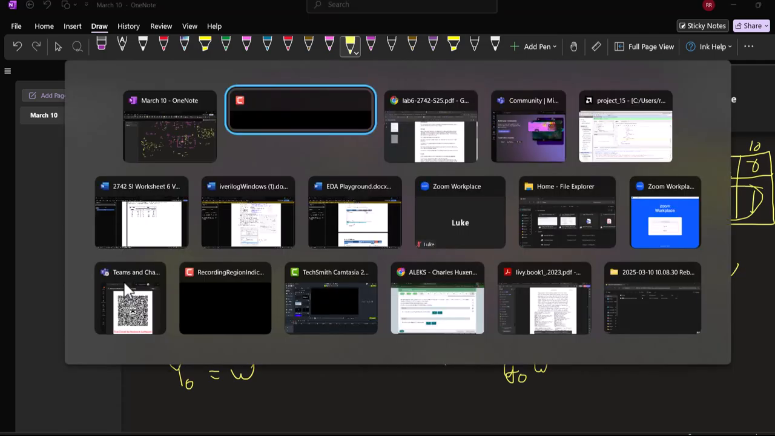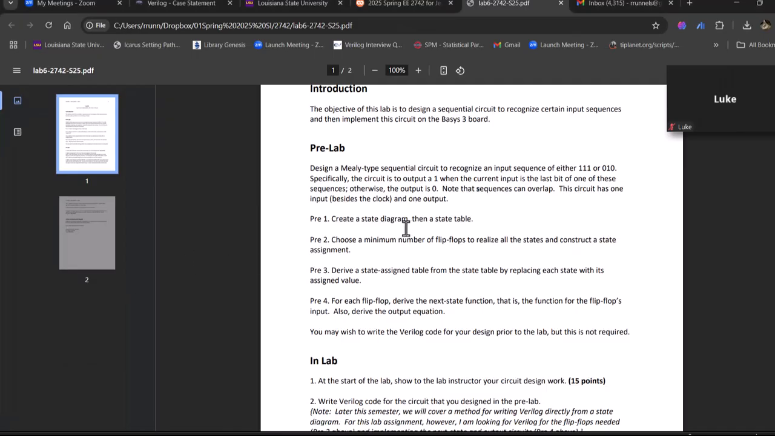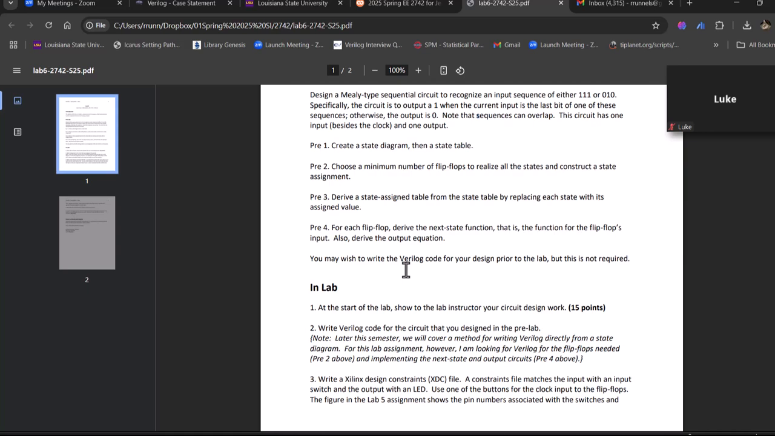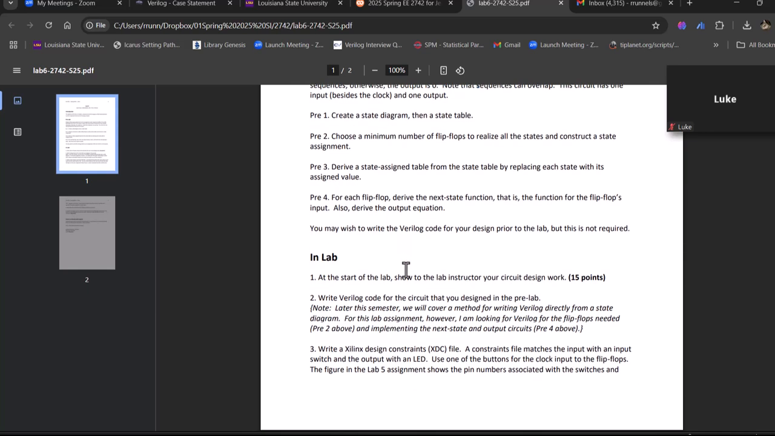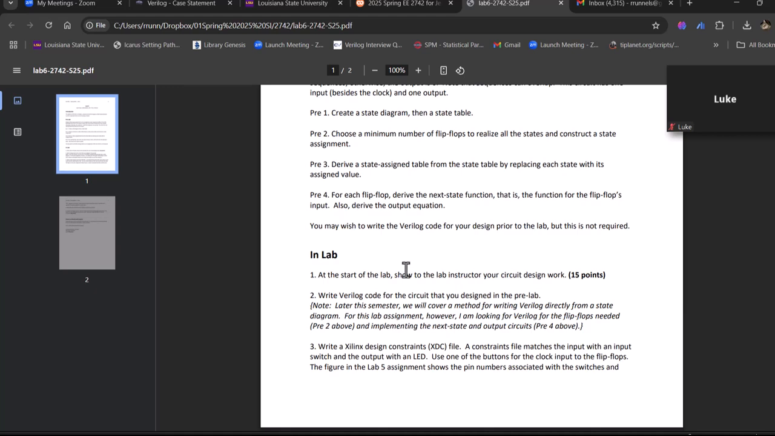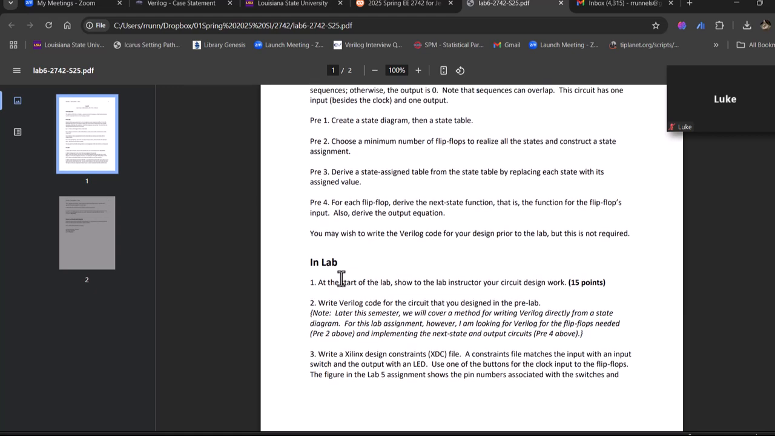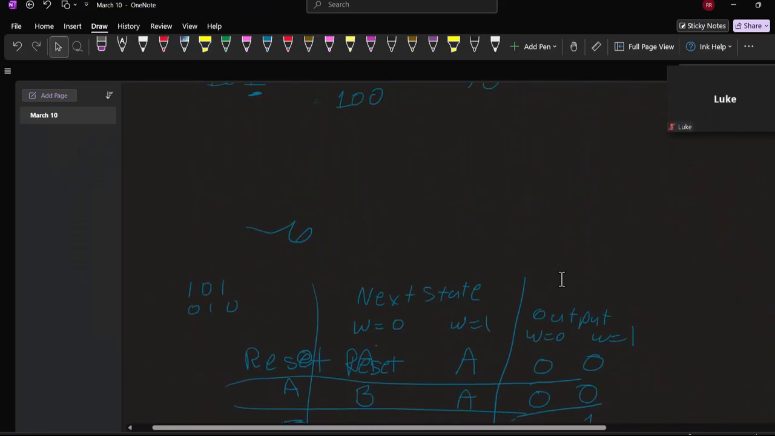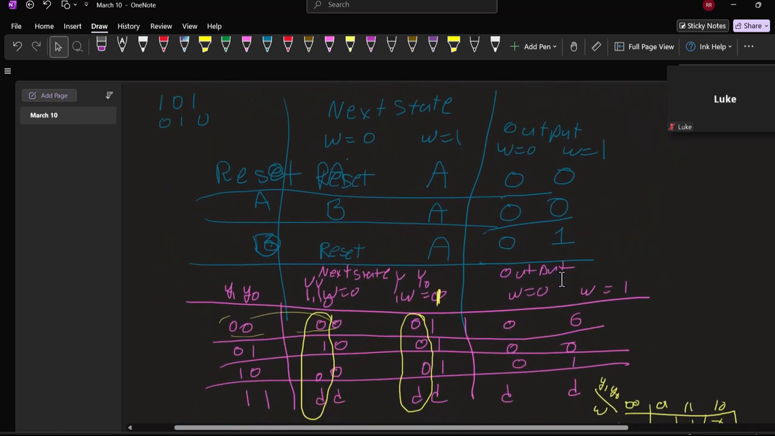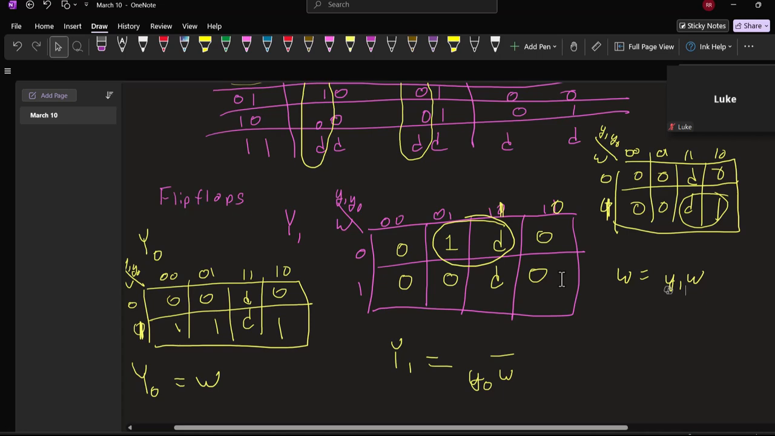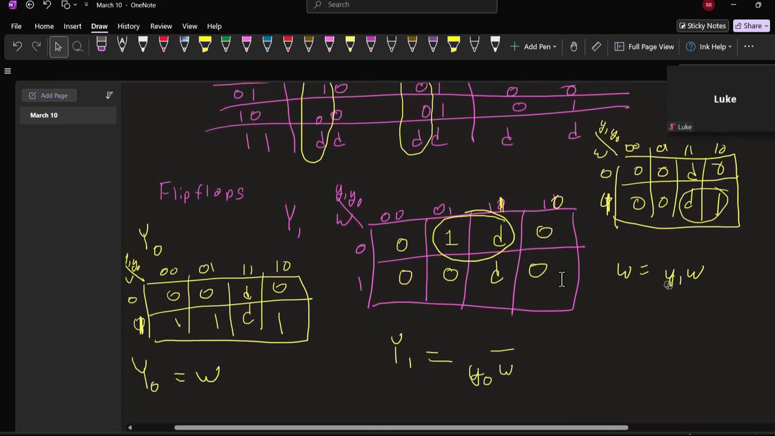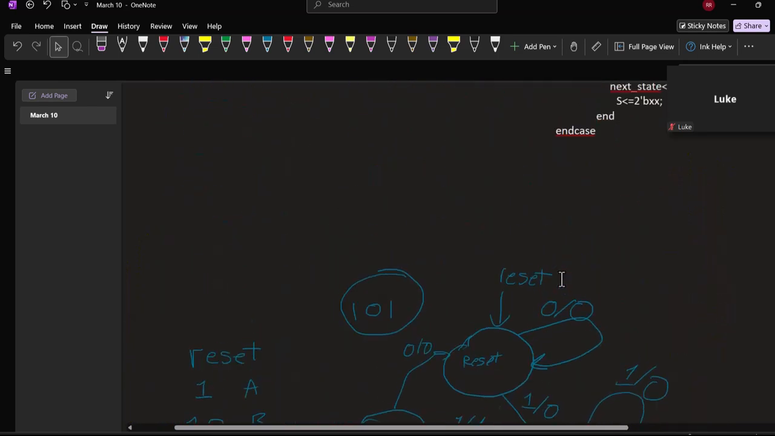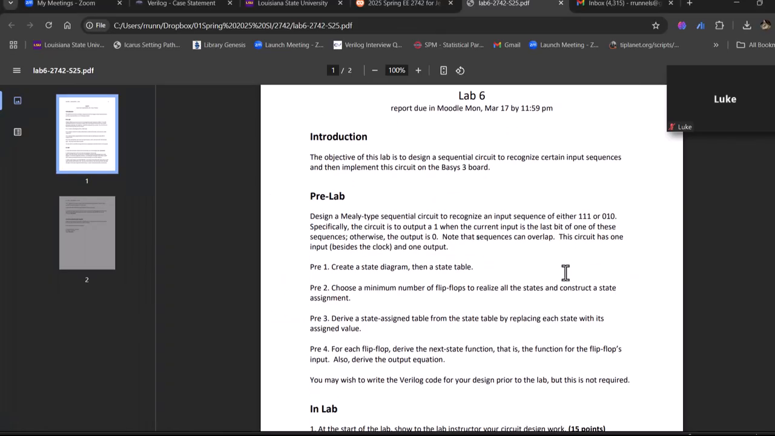So let's see what all it says to do in the lab. Minimum number of flip-flops, state design table, next state function, derive the output equation, and write the Verilog. Yeah. So at the start of the lab, you're supposed to show your circuit design work. Notice that we don't really use this a whole lot in the Verilog. This is like if we were designing it from scratch from the flip-flops, but we're not really doing that. But that is part of your pre-lab. So mainly from that, the state design table.